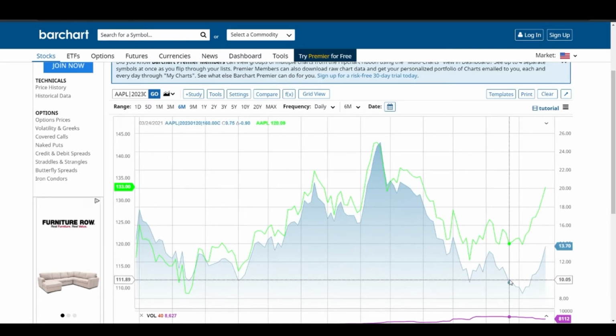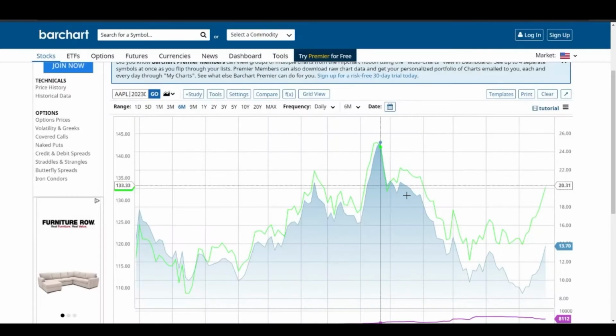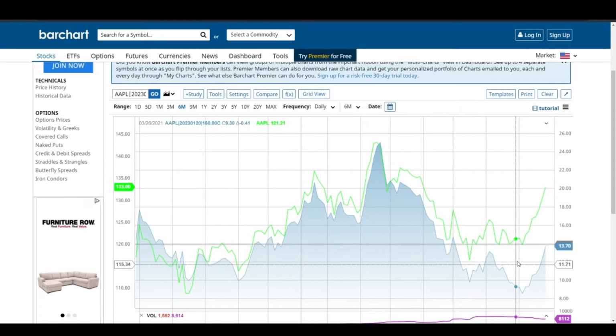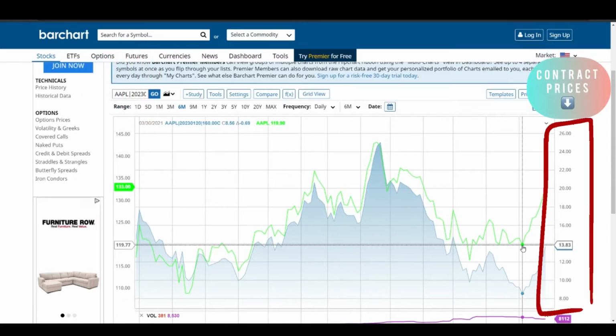is the contract. So remember, we determined to get in at about 119, so that should be right around this area right here. So we can basically go to tools, we can grab that same horizontal line, and we could poke it right here, and then you can see that level is about 119.86. So the trick here is that you can see the levels of the stock on the left hand side, and you can see the levels of the contract on the right hand side.